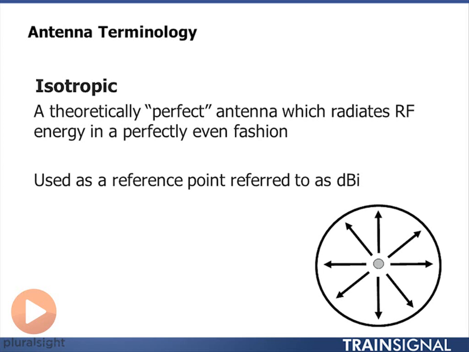And so when we talk about forming patterns and focusing energy in different directions, we talk about it in reference to the isotropic antenna. That's why normally when we look at antenna specifications and talk about antenna gain, the antenna gain is represented in dBi, i.e., decibel gain relative to an isotropic antenna.